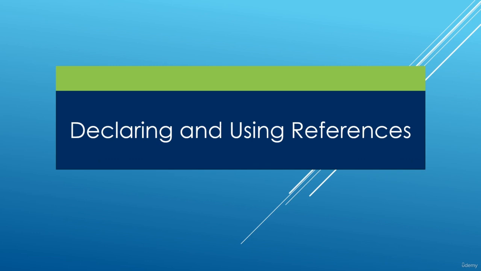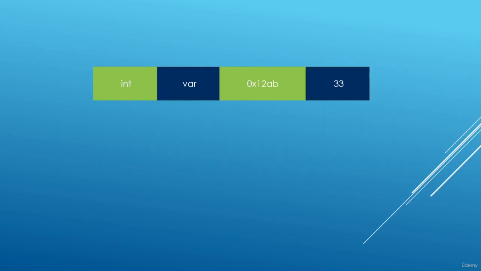In this lecture, we're going to see how we can declare and use references in our C++ application. Again, a reference is an alias variable that you can use to reference an original variable and use that reference in pretty much the same way you use the original variable. Let's see how that can work in C++.